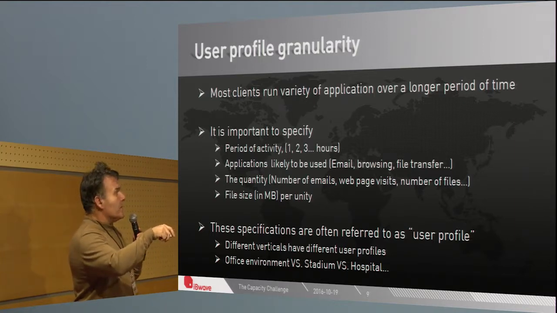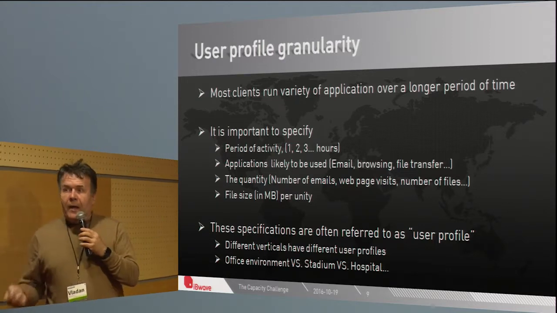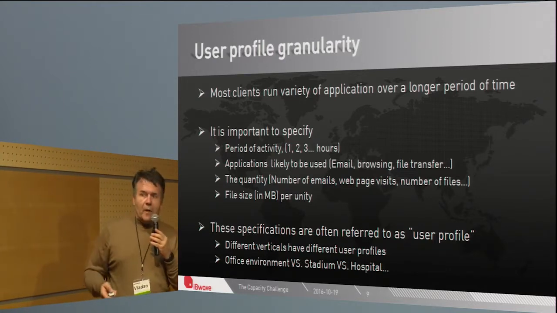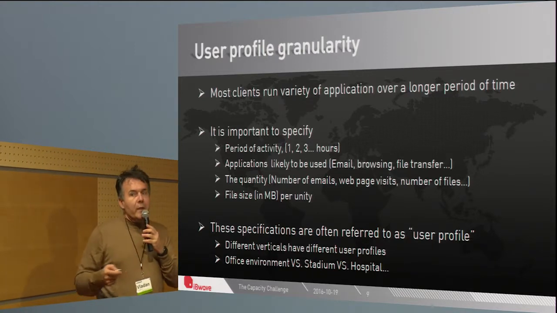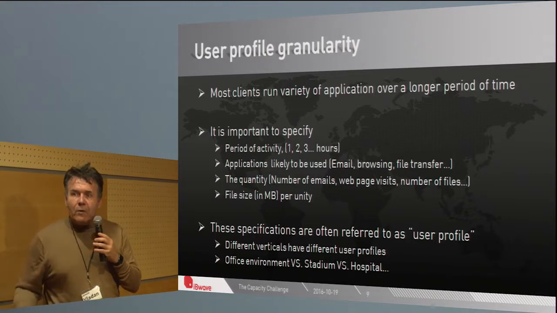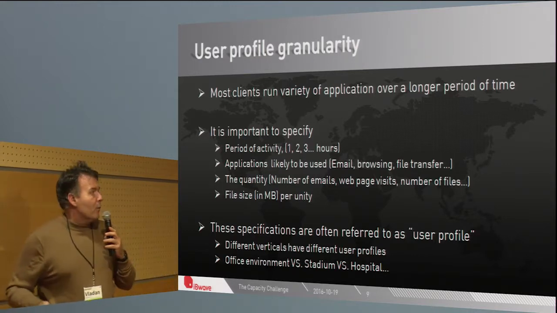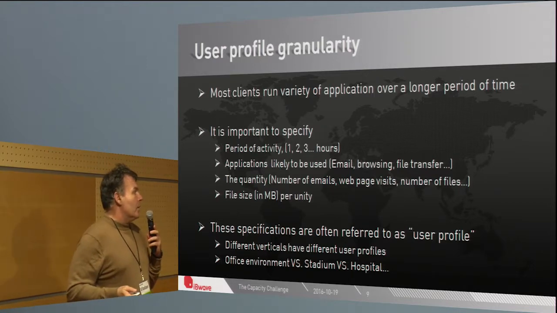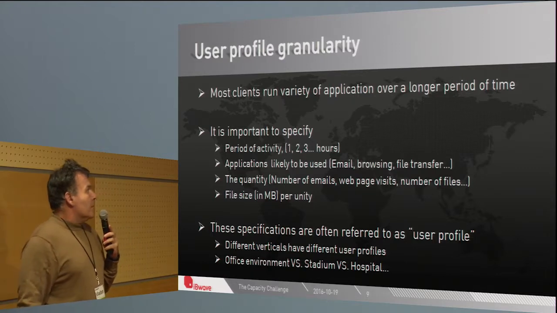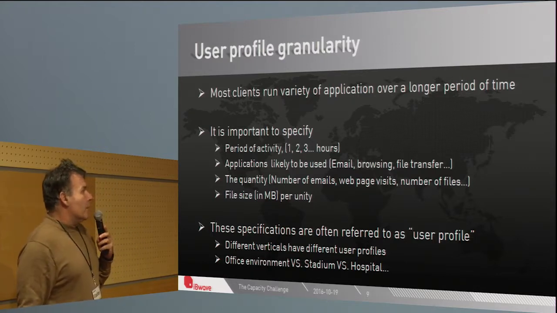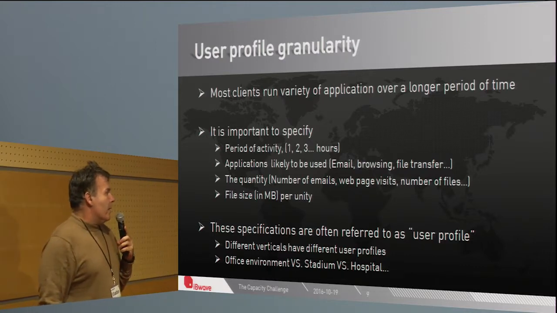And then file size per unit of measure, meaning if my average email is, let's say, 100 kilobytes, and I am downloading 10 emails per hour, then that's 1 megabyte over 1 hour for emails, and so on and so forth. So all of this needs to be specified to let us know what the user is really doing, and these specifications are often referred to as user profile.